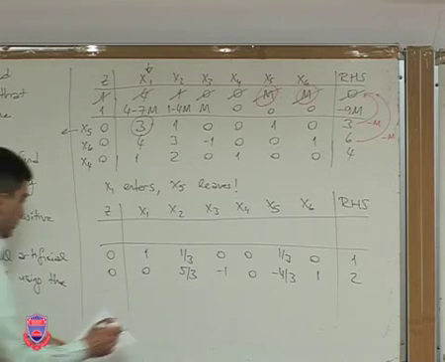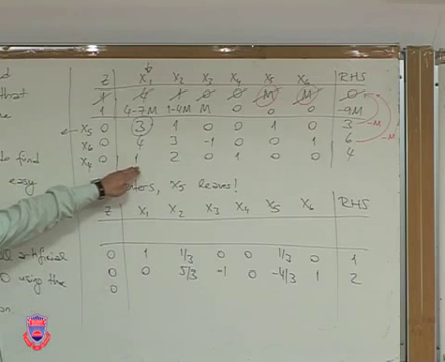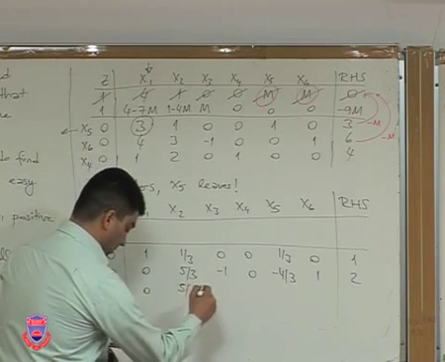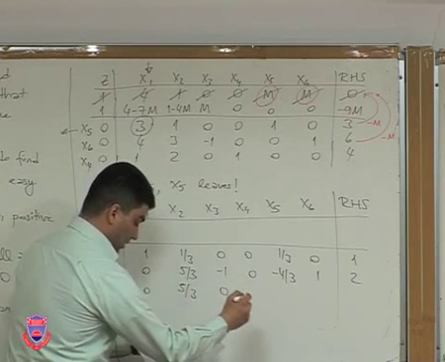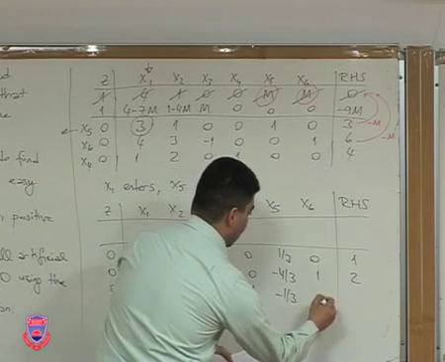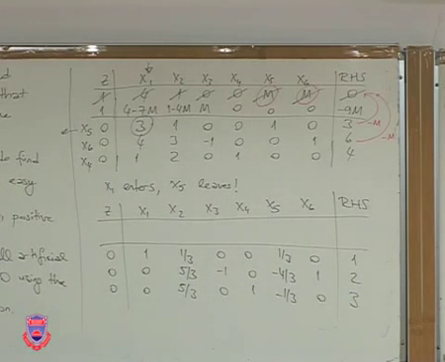And the new row 3 looks like the following. Again, I'll take this row, multiply it by minus 1, and add it to row 3. And if you do that, you have 0, 5 over 3 again. 0, 1, minus 1 over 3, 0, and 3. So this is the new row 3.